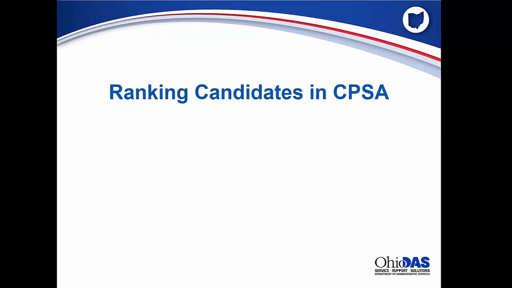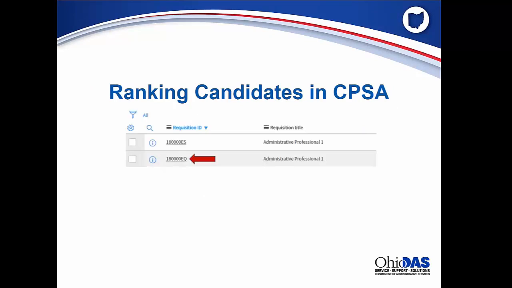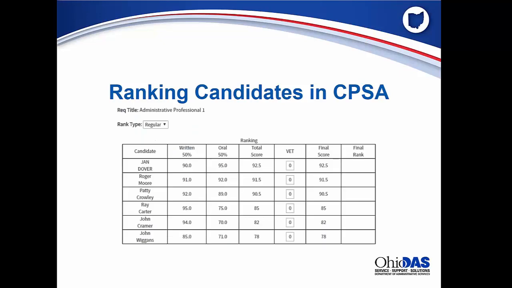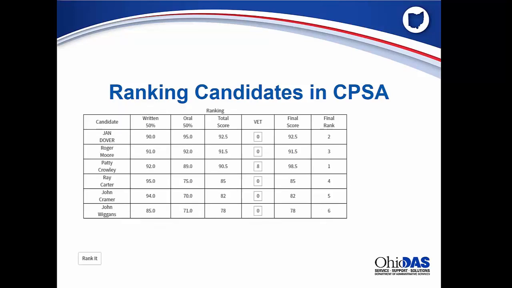Okay? So if we're not in the requisition, we access it like before. We click the rank candidates link under related links, and this is our page. After clicking that rank candidates link, it's before any changes are made. Here I've entered some points for Patty Crowley right there in the middle. I gave her 8 points, and clicked the rank it button. That produces the final rank in the far right corner.